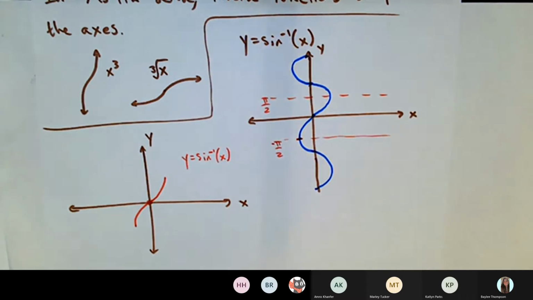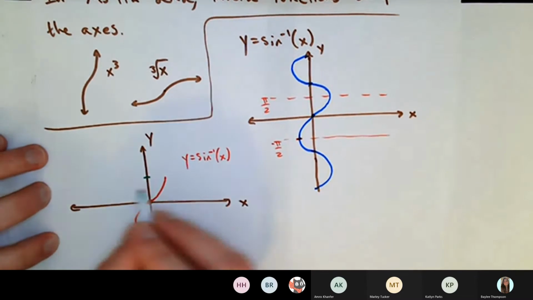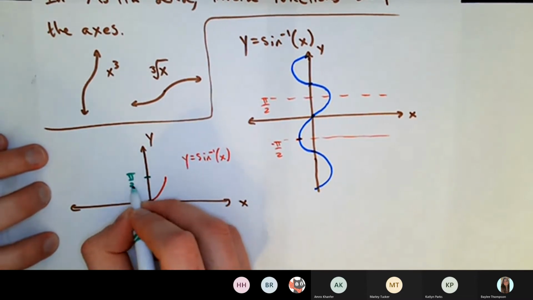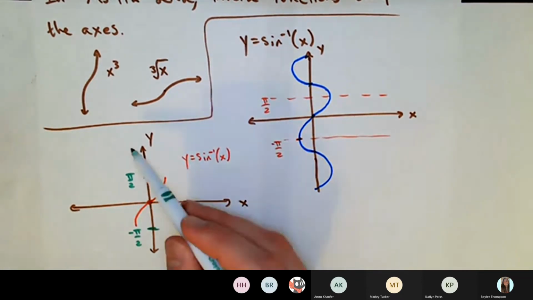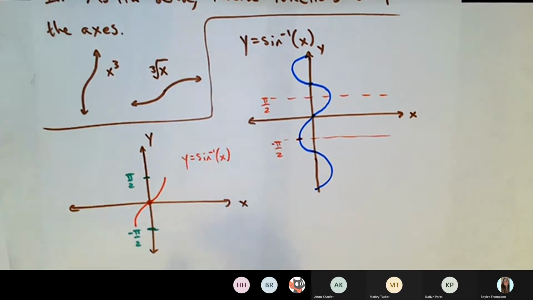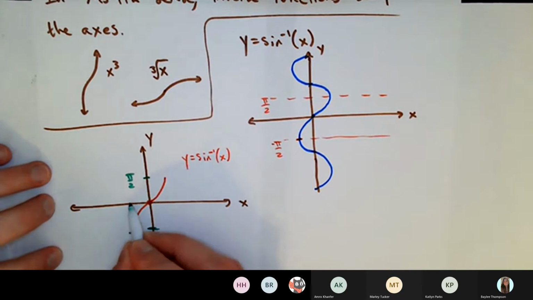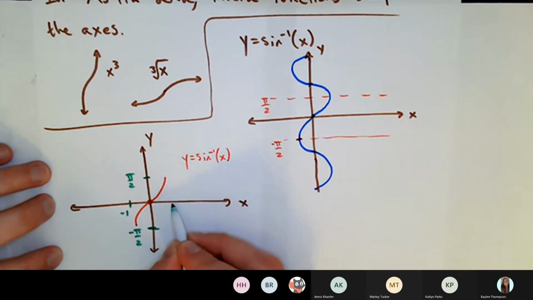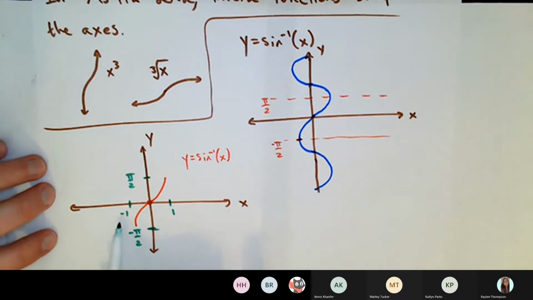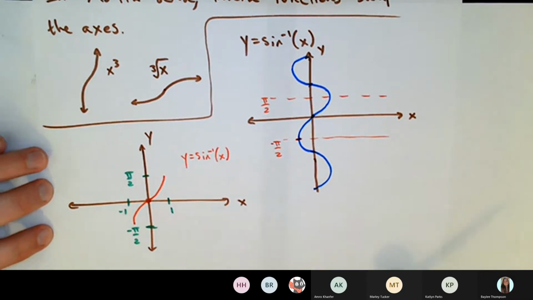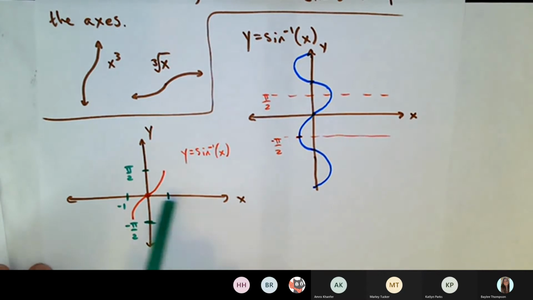Let me note some important values here. I've already noted some of them, but the top value of its range is pi on 2, and the bottom value is negative pi on 2. Those are its extreme y values that it can hit. And what was its domain? Its domain is from -1 to 1. So the extreme value here that it's hitting is -1. Sorry. Its domain extreme values are -1 to 1 on the input axis here.